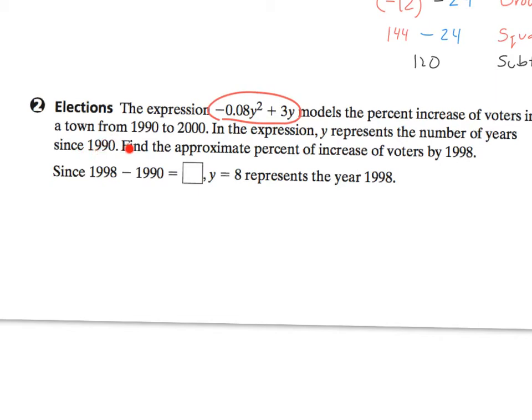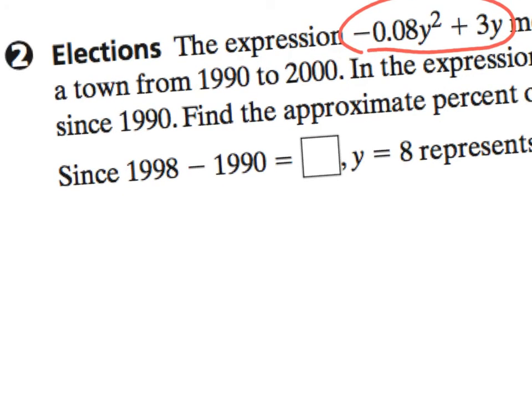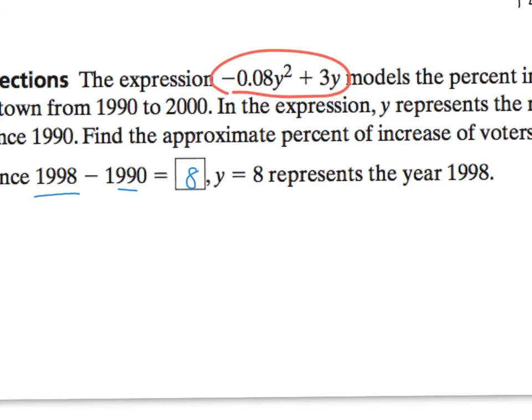So 91 is year 1. Find the approximate percent of increase of voters. All right, so how do we manage this? Well, since we're looking for 1998, we just subtract that from our year 0, and we get 8. So 1998 would be year 8. And now we just take our variable and we can substitute it in.